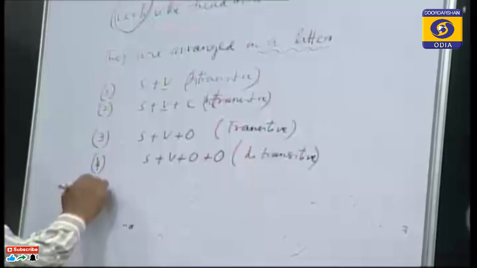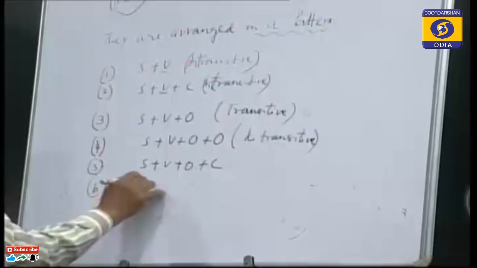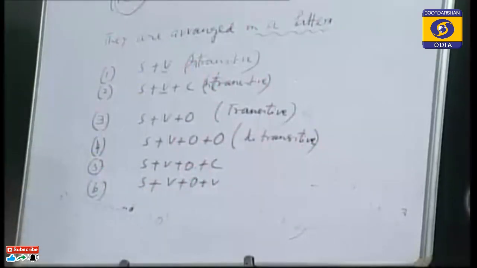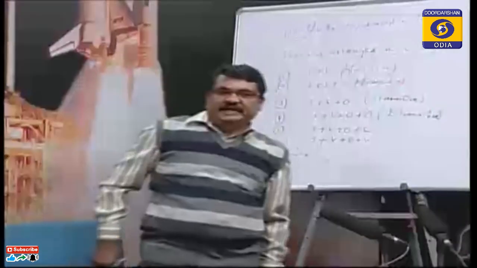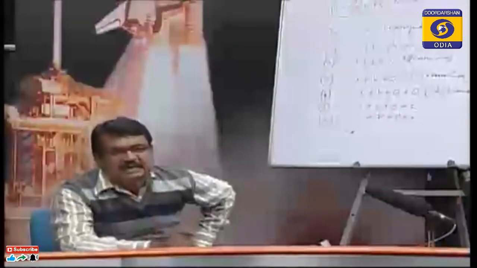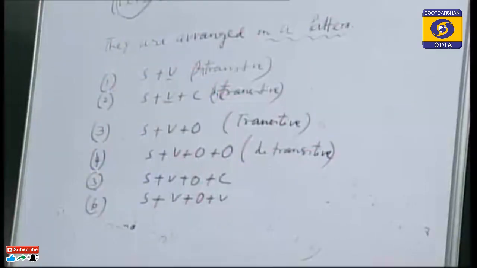Ditransitive. Fifth is subject, verb, object, complement. And the sixth type is subject, verb, object, and adverbial. These are the six types of predicate phrase structure, and by using these types, the entire gamut of English sentences is generated. All the sentences are produced by using these six types of predicate phrase structure. So we will go one by one. We will analyze this one by one.